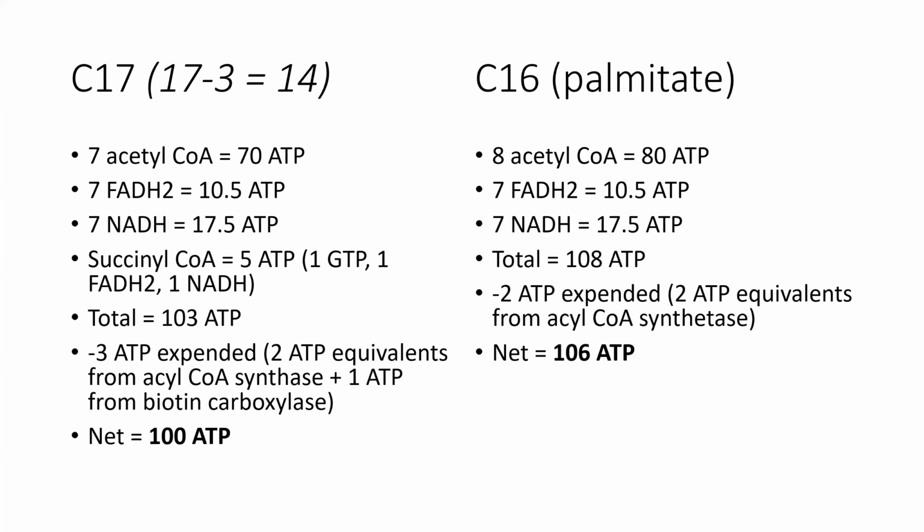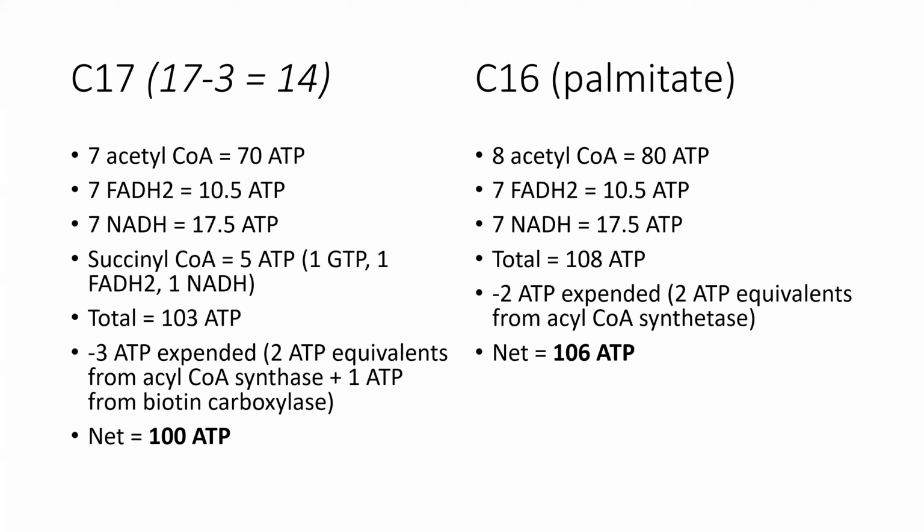And succinyl-CoA enters the TCA cycle to generate 5 ATP. And so you have a total of 103 ATP. However, you expend 3 ATP. 2 of them are from acyl-CoA synthase, and 1 is from biotin carboxylase, which is used in propionyl-CoA carboxylase. And so you have a net of 100 ATP.